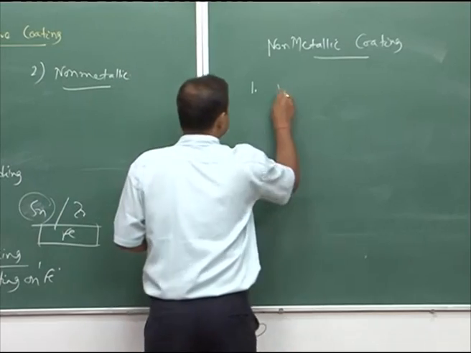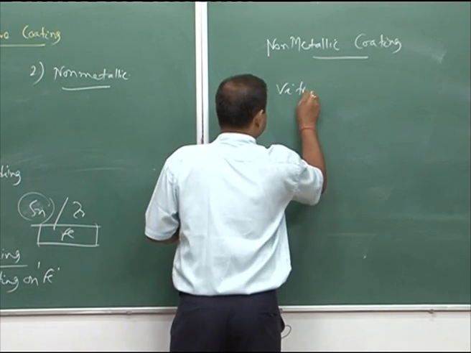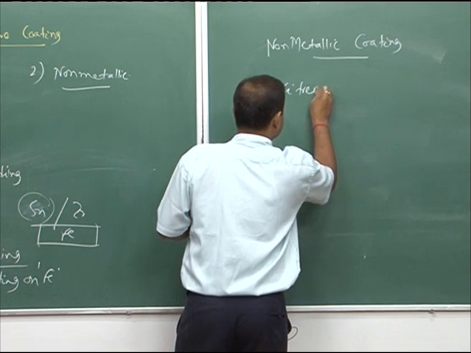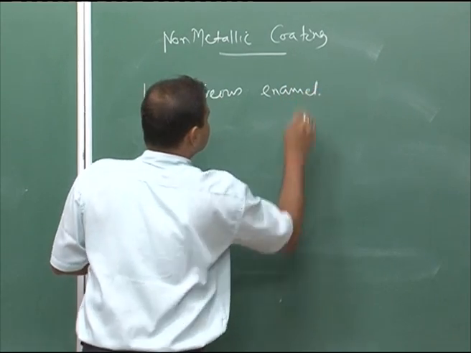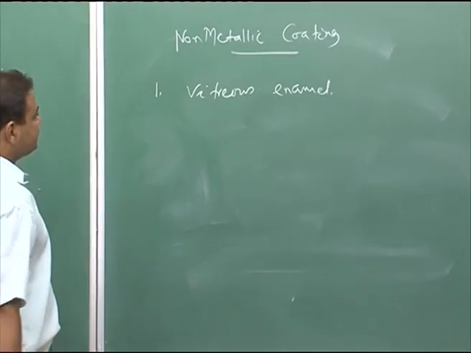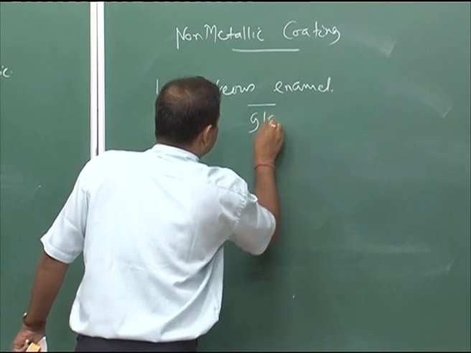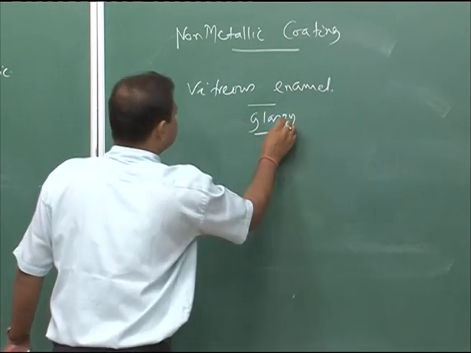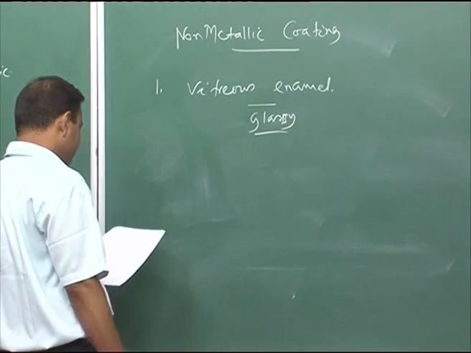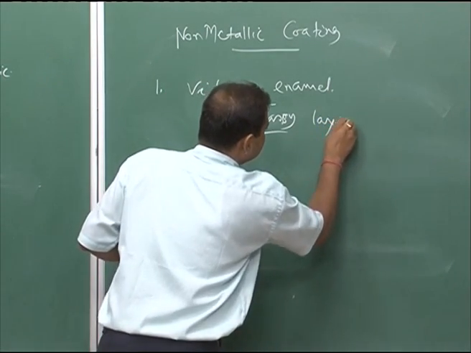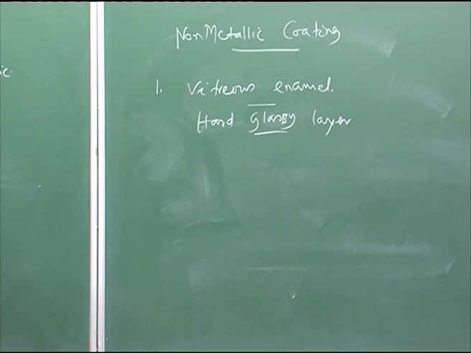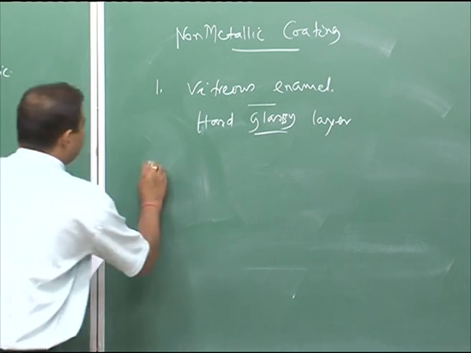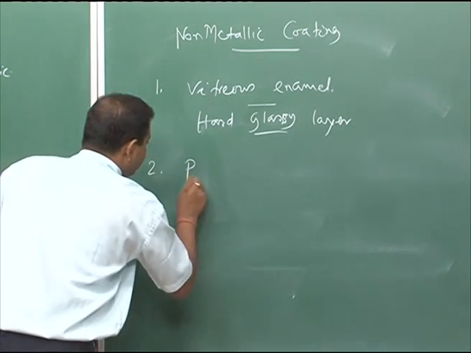One is vitreous enamel. These are basically a hard glassy surface. Vitreous means glassy, a hard glassy layer on the metal surface, and due to that protection is done. Then we can have Portland cement coating.